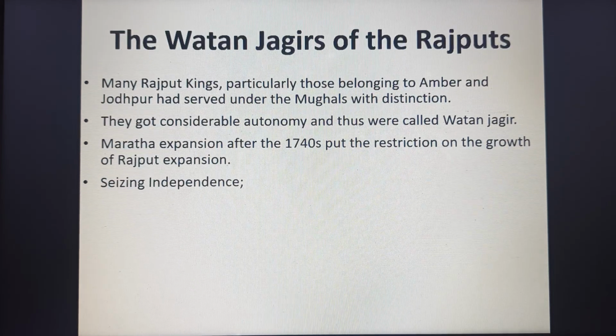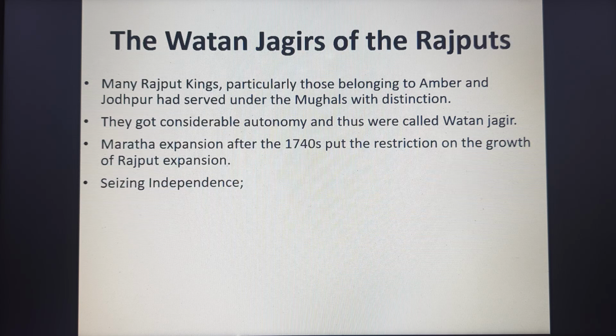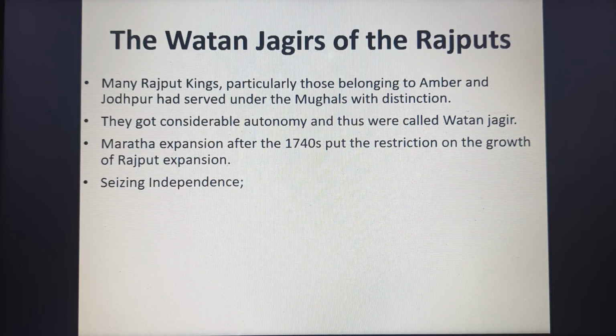Watan Jagirs of the Rajputs. Many Rajput kings, particularly those belonging to Amber and Jodhpur, which are districts currently in Rajasthan, had served under the Mughals with distinction. So why? Because they had family ties with them, and so they had a good relationship. So they were basically the Watan Jagirdars, appointed with that opportunity. They got considerable autonomy and thus were called Watan Jagirdars.